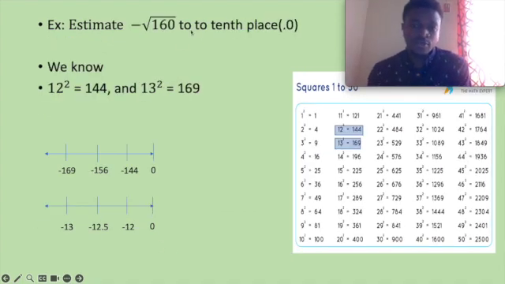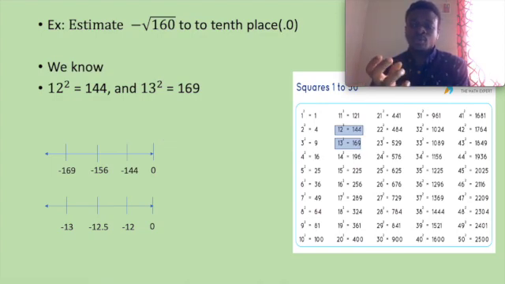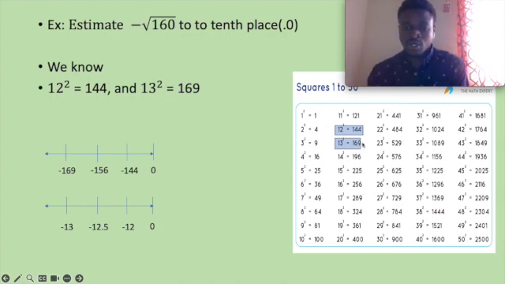We're asked to find the negative square root of 160 to the 10th place. Now, what we're being asked is, what two integers could be multiplied to give us something close to this? We know when we look at this chart, 160 is right in between 12 squared and 13 squared, giving us 144 and 169. Now, within the bounds that we have, we need to find a number in between them that could give us close to 160. That's why we have negative 169 here, negative 144 here.